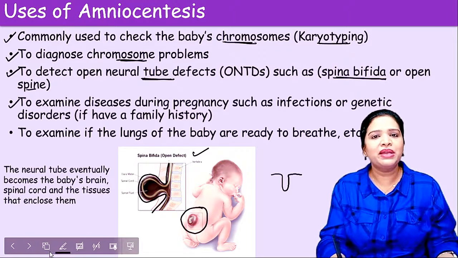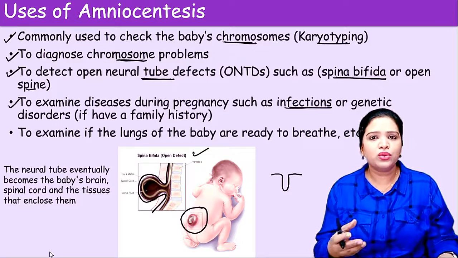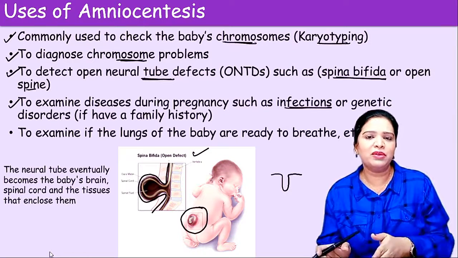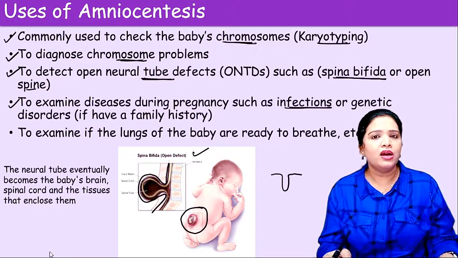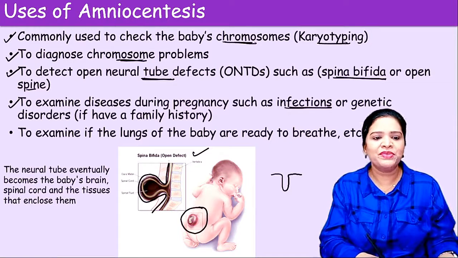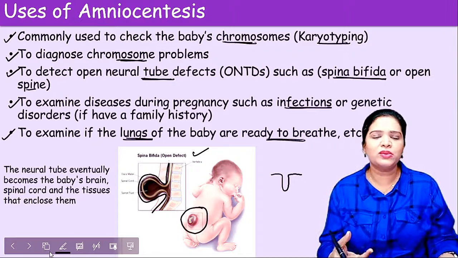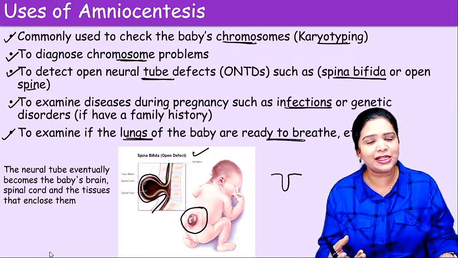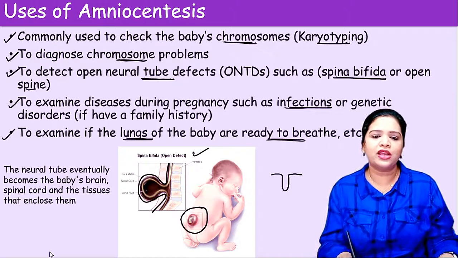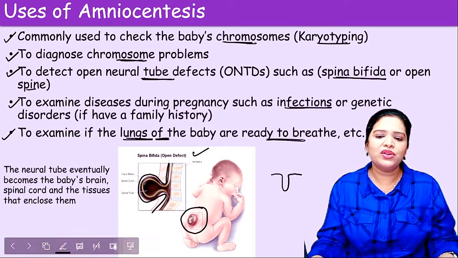And to examine if any infectious diseases are present, or if the family has any genetic disorders which run in the family. If the parents have any doubt whether the baby will also have such a genetic disorder, those things can be diagnosed using karyotyping, for which amniocentesis is the basic procedure. Also, to examine the lungs of the baby, whether it is ready to breathe, because we know that in amniocentesis the cells from the amniotic fluid contain both the skin cells of the baby and the cells from the respiratory tract. So that's how we can see whether the baby's lung is developed and how much it has grown. But this is very rare, we only use it occasionally.